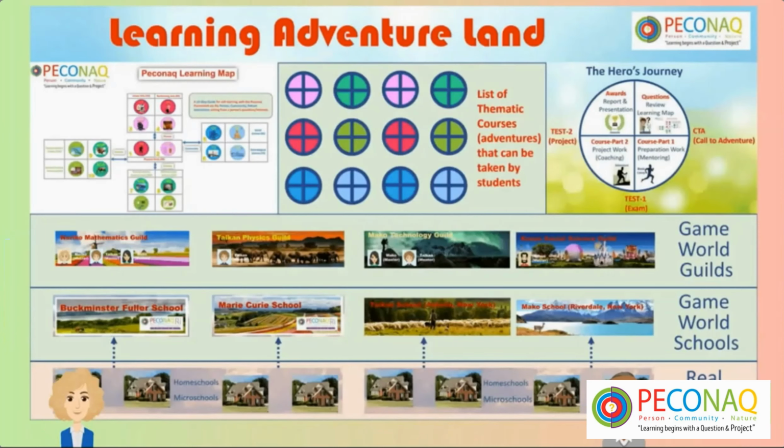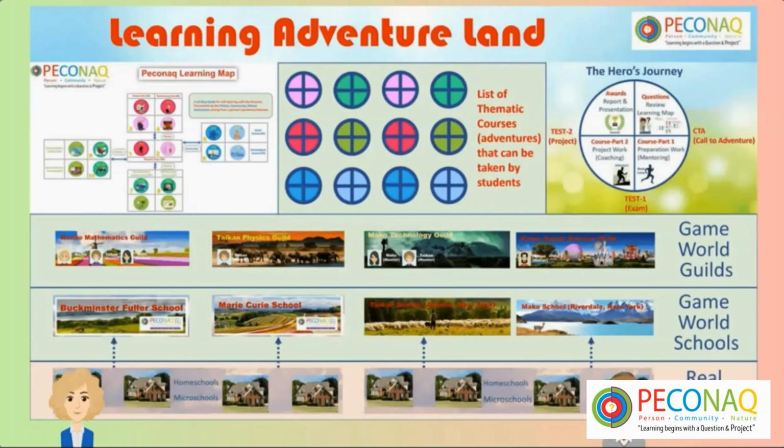Alex, this diagram shows how the different parts of the platform are related to each other. The students are enrolled in a homeschool or micro school, which is their home base in the real world. They will join a school in the game world. The school is a virtual organization of the homeschools and micro schools in a local community. The students can choose to join the learning guilds that provide mentoring in the courses that they are interested in.